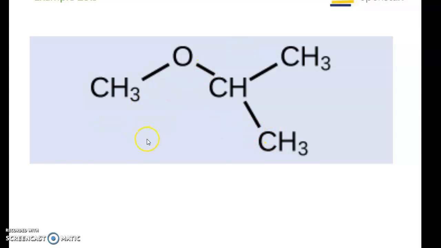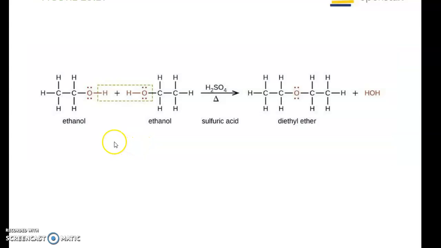Isopropyl methyl ether. And how these are formed is you take 2 alcohols together, and if you heat them up in the presence of an acid, you lose a water molecule here. So this is ethanol and ethanol to form diethyl ether plus water. Okay, so this is the reaction with acid and heat to form an ether. And you would use different alcohols if you wanted to come up with a different type of ether.